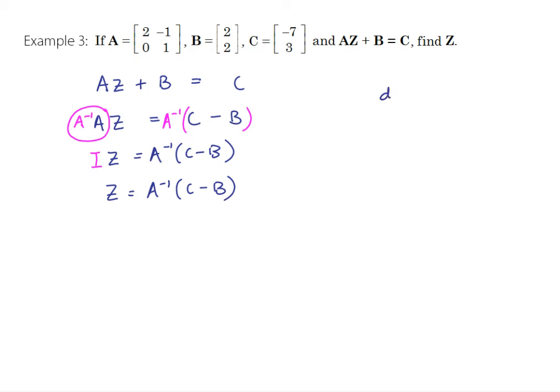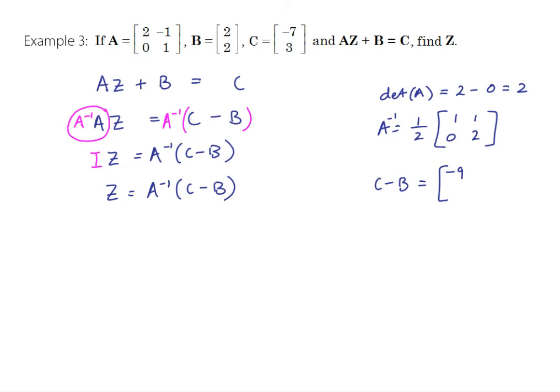Okay, again, let's work out our inverse. So determinant is going to be 2 minus 0, so 2. So A inverse is 1 over that determinant. Swap these two numbers around, multiply these two numbers by negative 1. So that's my inverse of A. And then we also need C minus B. We can do that straight away, but I'll just write it over here. So we're doing the subtraction, you just subtract corresponding elements. So negative 7 minus 2 is negative 9. 3 minus 2 is 1.